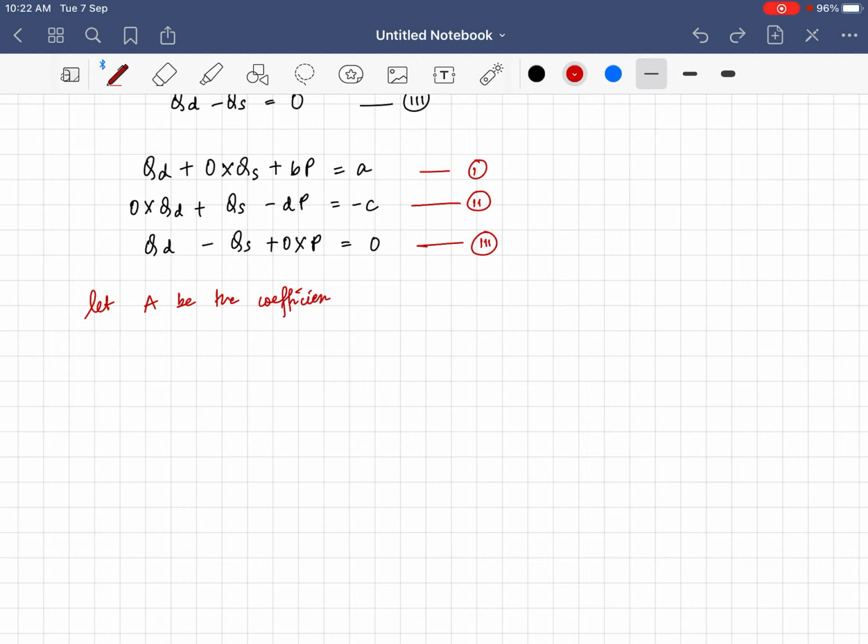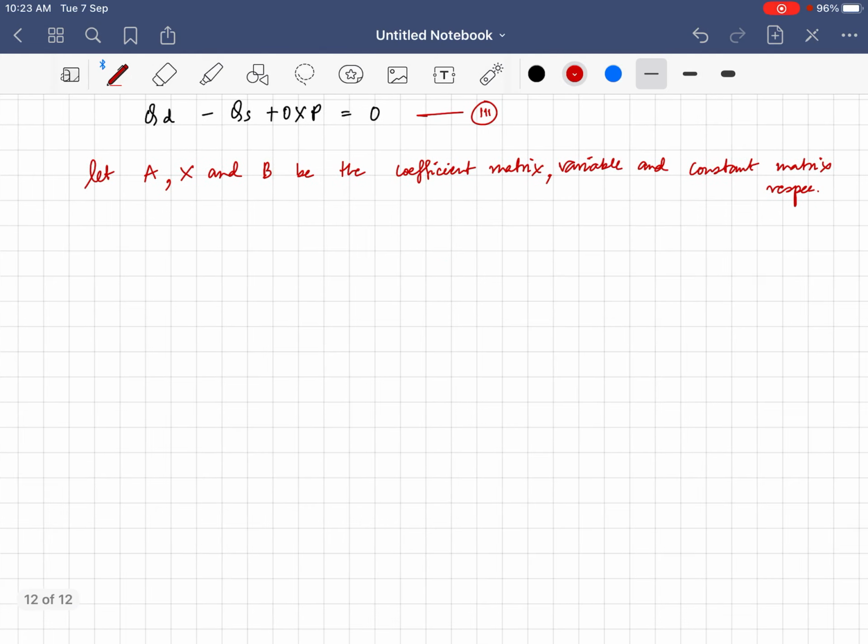Okay, no, let us do all this. Let A, X and B be the coefficient matrix. Then X is what? The variable matrix, and the variables we know. What are the variables in here? Variable matrix, and B is this, these are my constant matrix respectively. So this is what we have. So let us find A, X and B.